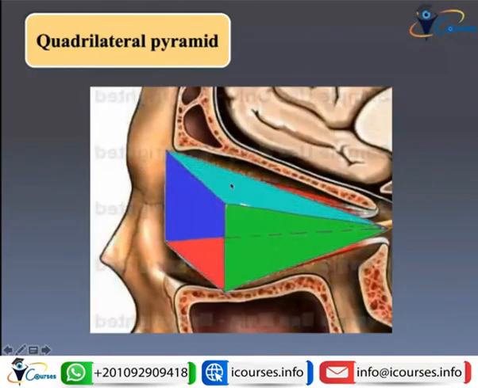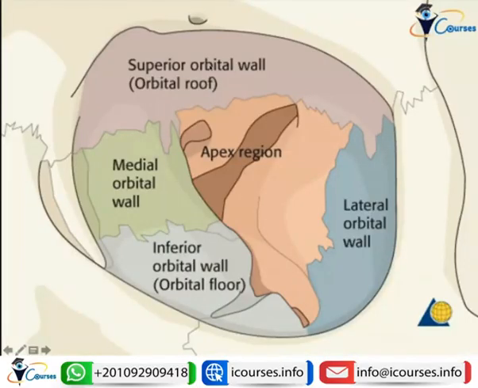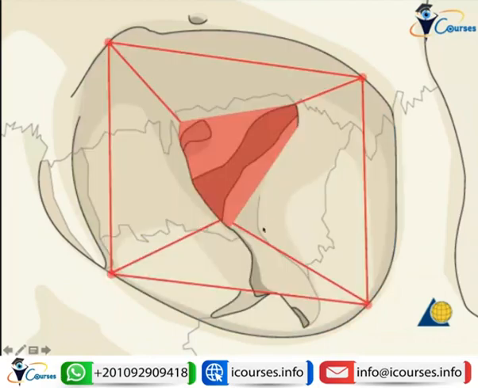So it has a roof, a floor, a lateral wall, and a medial wall. Here is the roof, or the superior orbital wall. Here is the floor, which is the inferior orbital wall. Here is the medial wall, and here is the lateral wall. As you see, it is a quadrilateral pyramid.